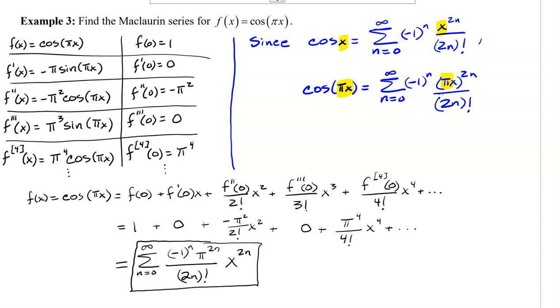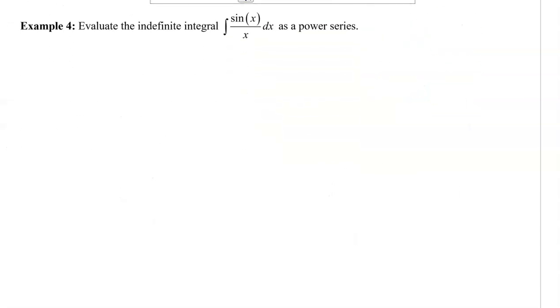Let's go on to the next one. Example 4, evaluate the indefinite integral, the integral of sine x over x dx as a power series. We could start off by generating the Maclaurin series for sine x just as we did in the previous problem for cosine x. But for this, let's go ahead and assume that we've already found that. The Maclaurin series for sine x is the sum, n equals 0 to infinity, of negative 1 to the n, x to the 2n plus 1 over 2n plus 1 factorial.